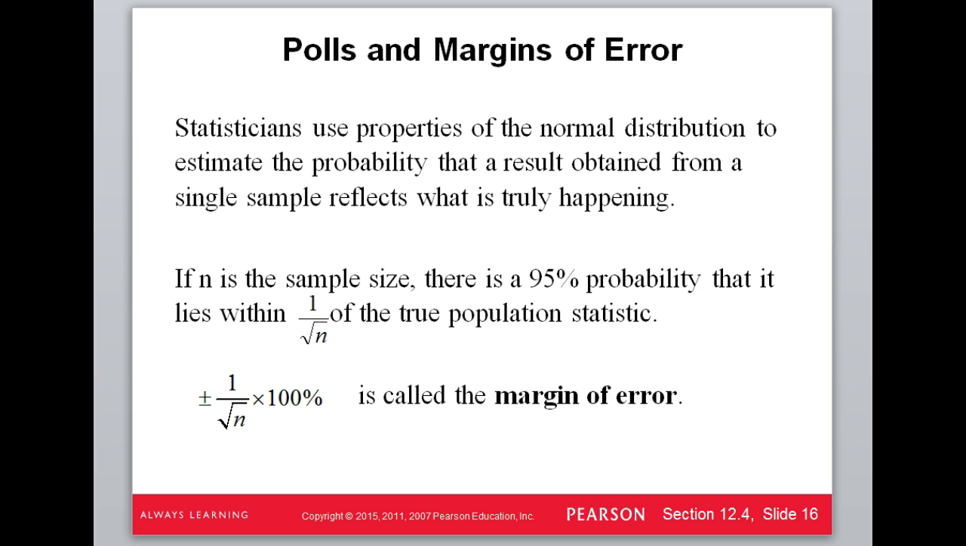So what that means is if we get a sample of 100 people that says 52% are going to vote for some candidate for mayor, then we take 1 divided by the square root of the sample size times 100%, and add and subtract that to our poll. That's the margin of error. We're saying there's a 95% chance that the true value is in this range. Let me show you what I mean.